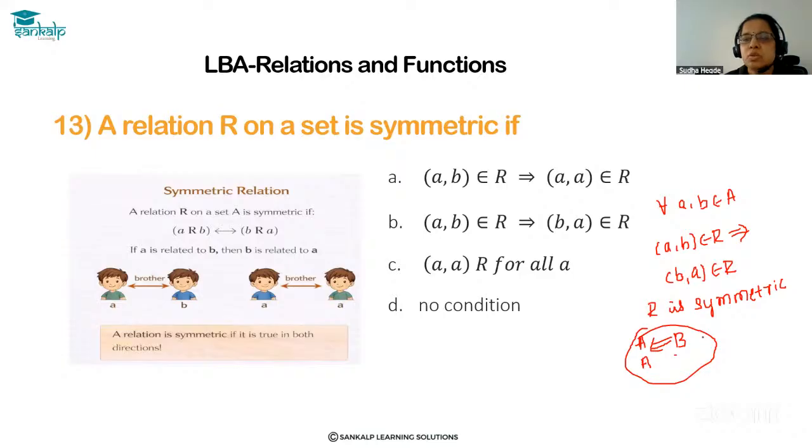Okay? So to be symmetric, for all (a, b) belongs to A, (a, b) belongs to R implies (b, a) belongs to R. So option B, (a, b) belongs to R implies (b, a) belongs to R, is the correct answer.